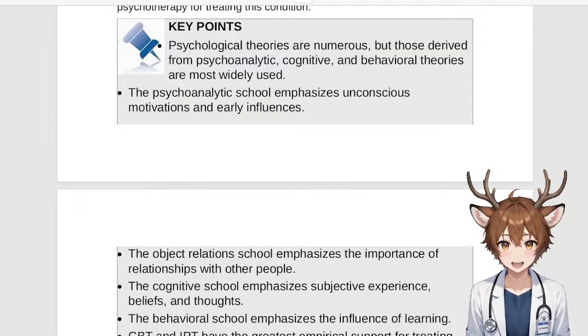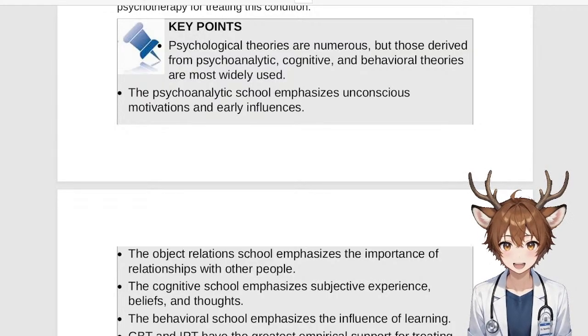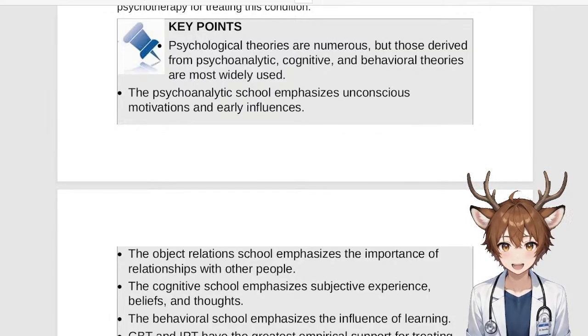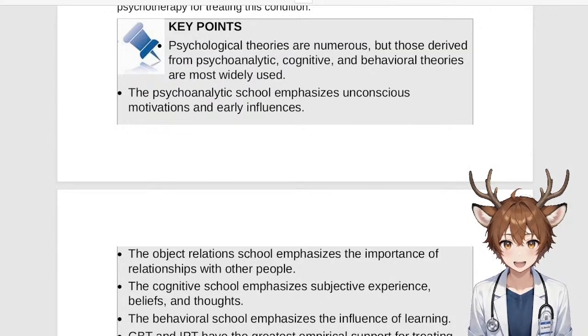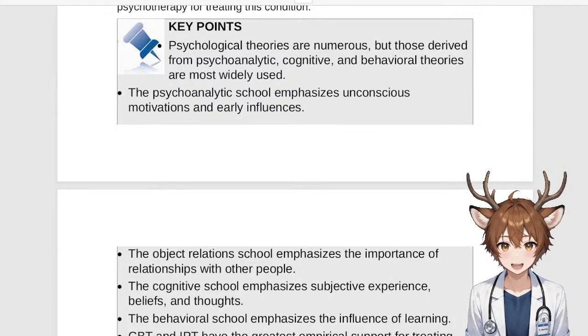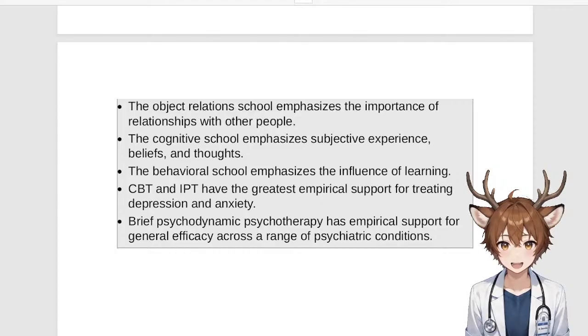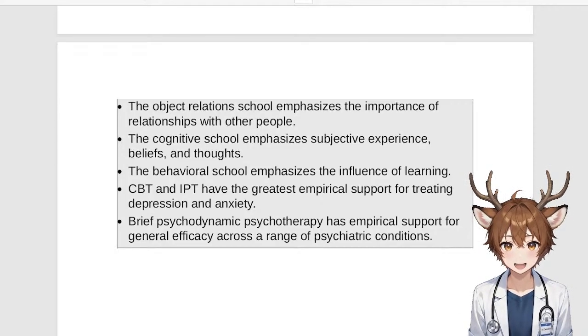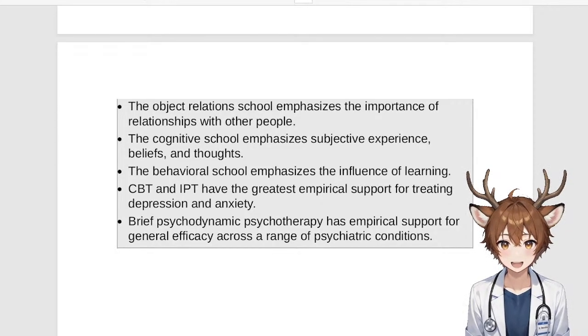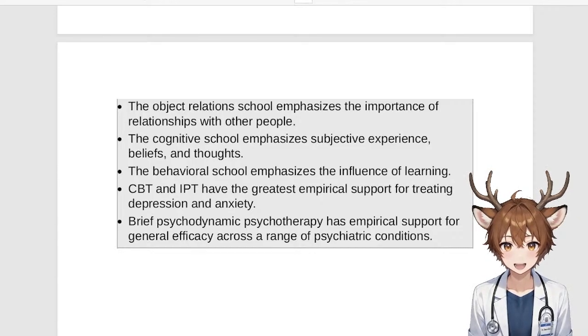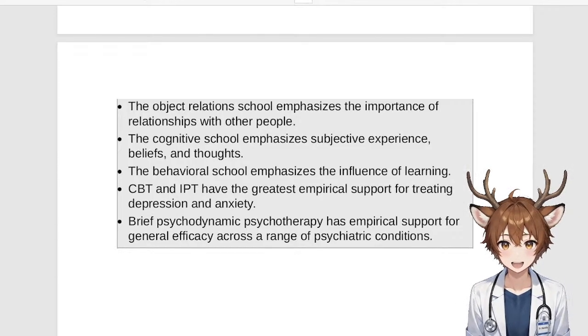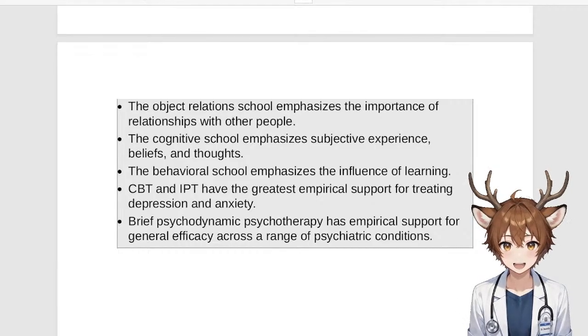Key points. Psychological theories are numerous, but those derived from psychoanalytic, cognitive, and behavioral theories are most widely used. The psychoanalytic school emphasizes unconscious motivations and early influences. The object relations school emphasizes the importance of relationships with other people. The cognitive school emphasizes subjective experience, beliefs, and thoughts. The behavioral school emphasizes the influence of learning. CBT and IPT have the greatest empirical support for treating depression and anxiety. Brief psychodynamic psychotherapy has empirical support for general efficacy across a range of psychiatric conditions.